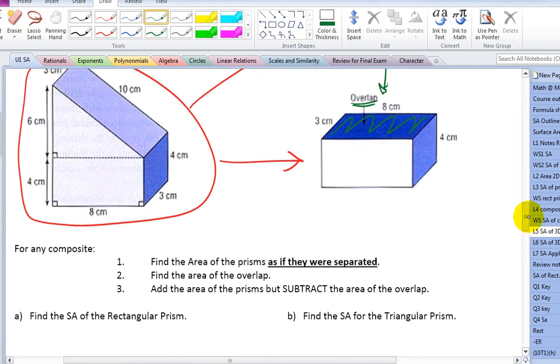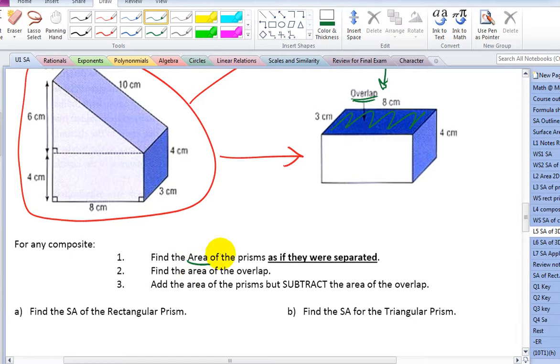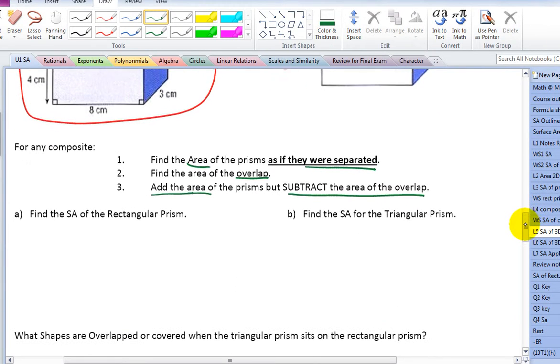So what we're going to do is find the area as if they were separated, then find the overlap. Then what we do is add the area, but subtract the overlap. Okay, so that's the method we're going to take. There will be some exceptions, but generally that's the easiest way.